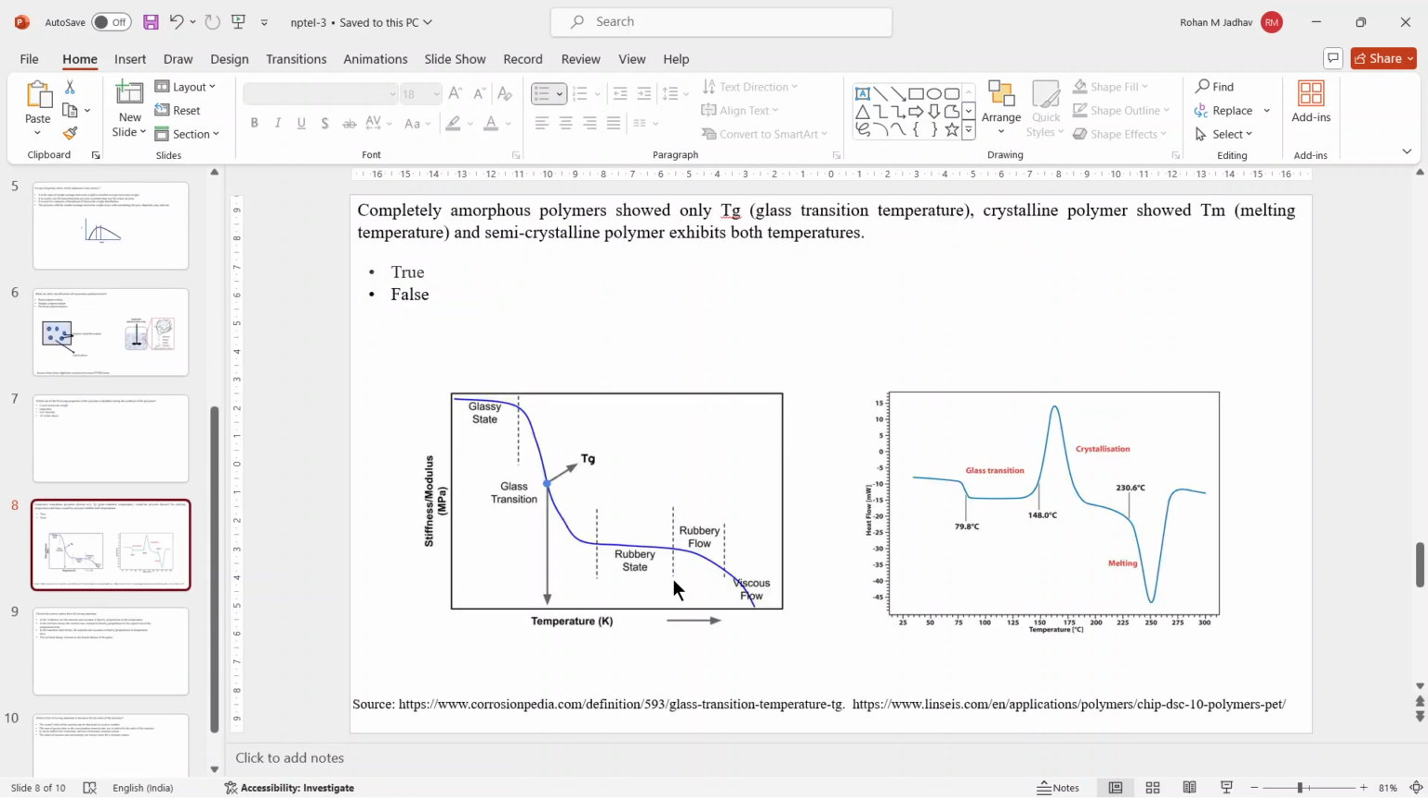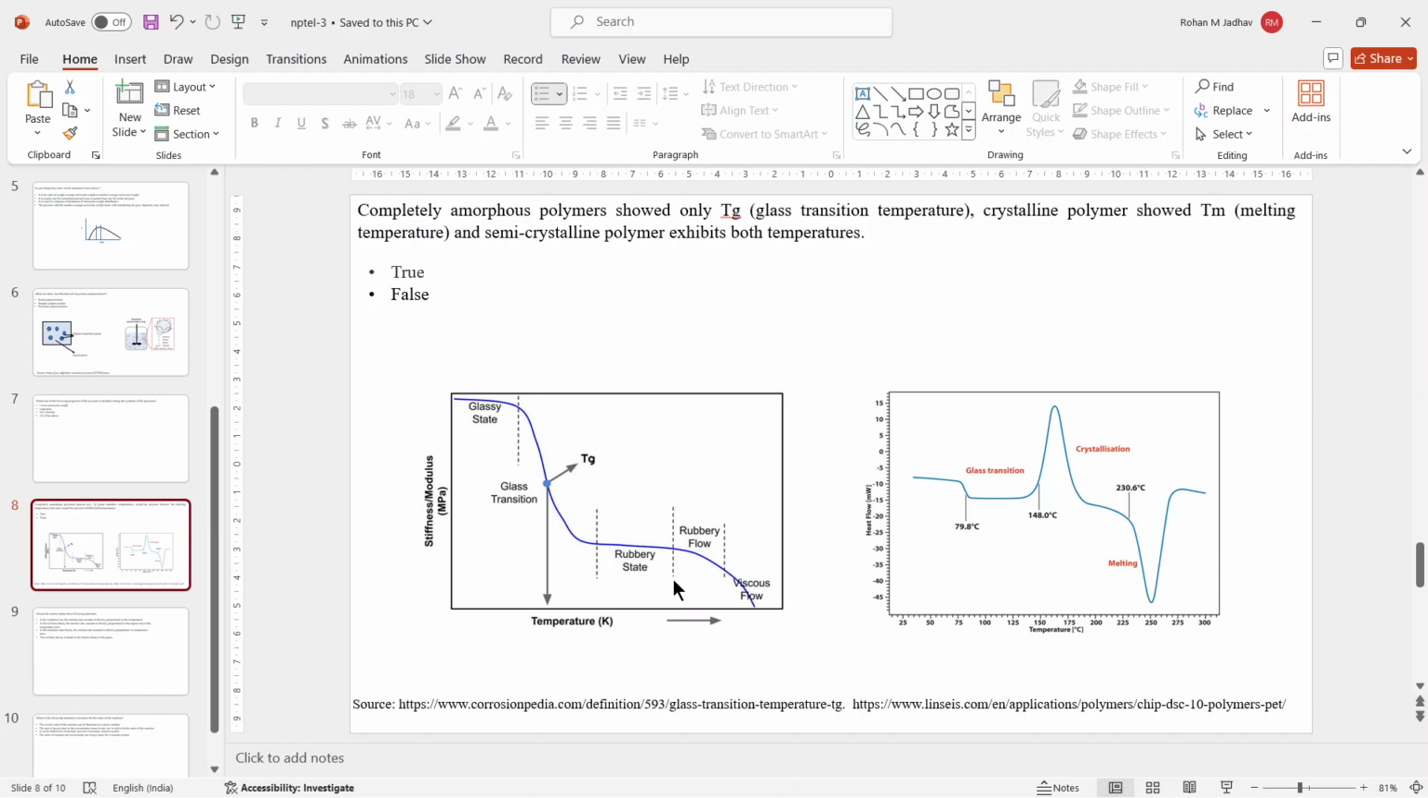Next, we have completely amorphous polymers showing only Tg, glass transition temperature, crystalline polymers showing Tm, and semi-crystalline polymers exhibiting both temperatures. Now, first and foremost, you need to know that all polymers are semi-crystalline in nature. Why? Because all polymers will definitely have some crystalline features and some amorphous features. Now, what is the definition of amorphous and crystalline polymers? It depends on the crystalline percentage or the amorphous percentage present inside it.